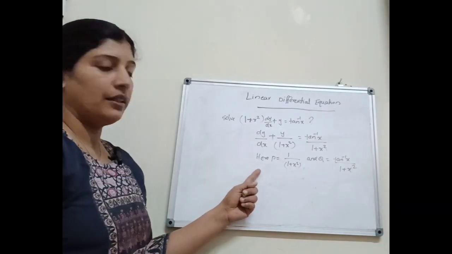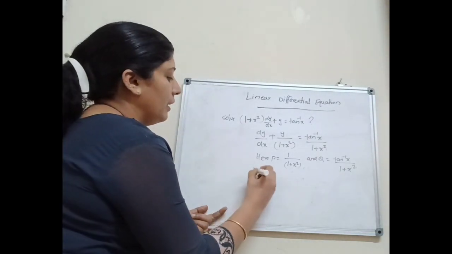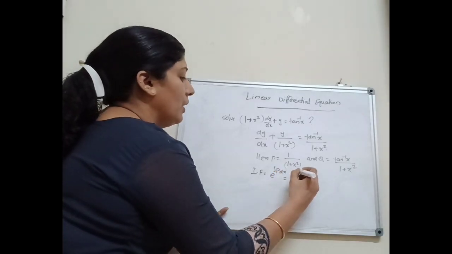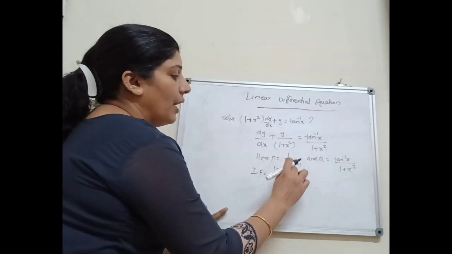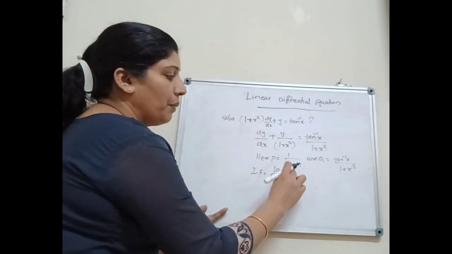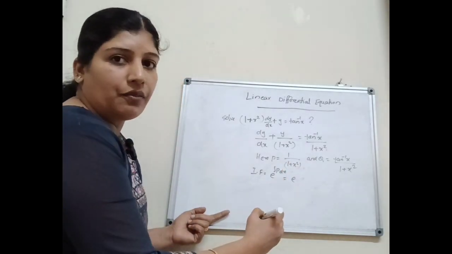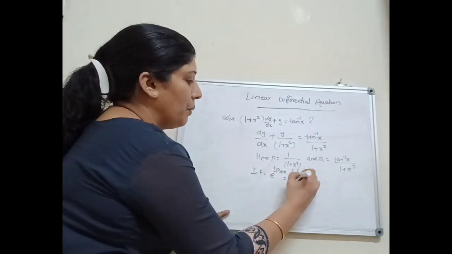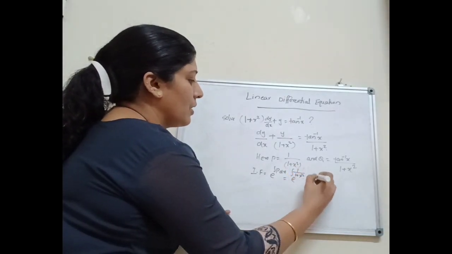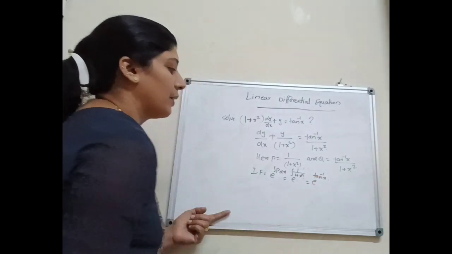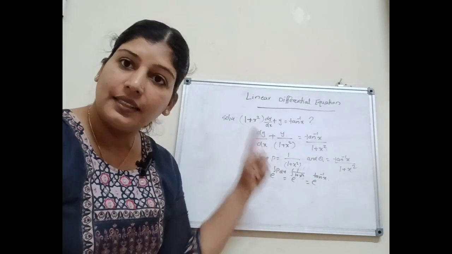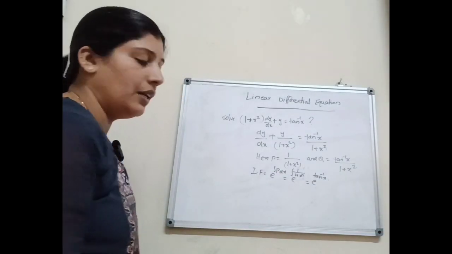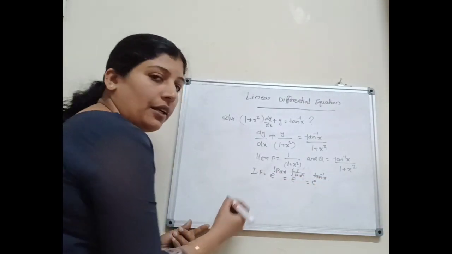Then next we have to find out the integrating factor. Then integrating factor equal to e raised to integral p dx, that is equal to e raised to integral 1 by (1 plus x square) dx. Integral 1 by (1 plus x square) is tan inverse of x. Therefore, the integrating factor is e raised to tan inverse of x. Then next we have to find out the general solution.